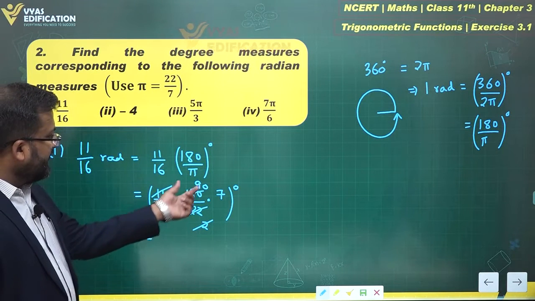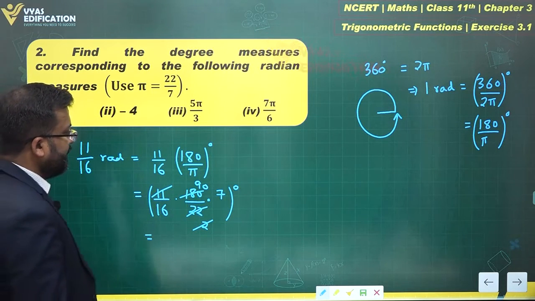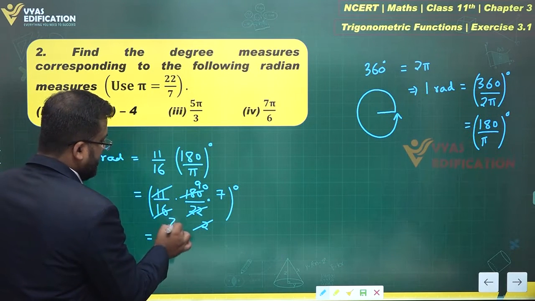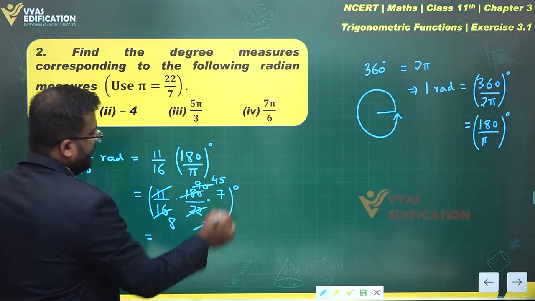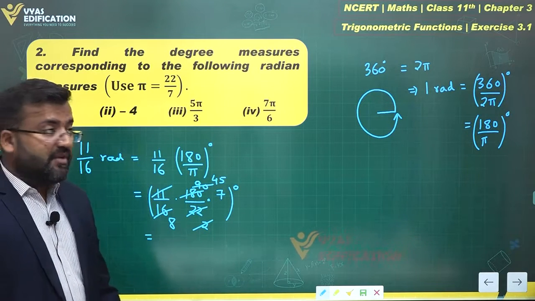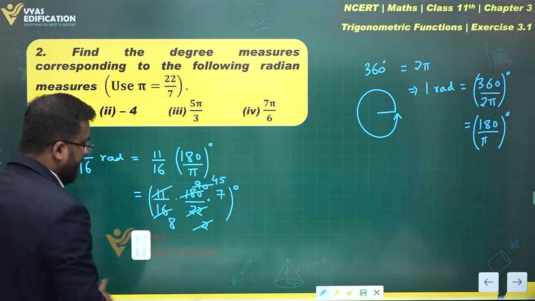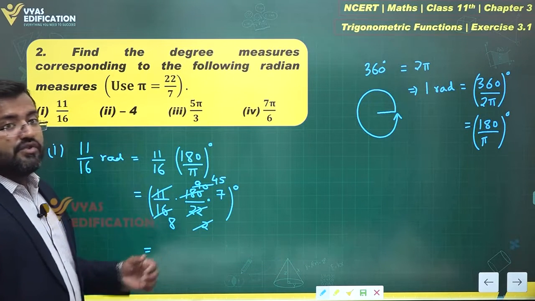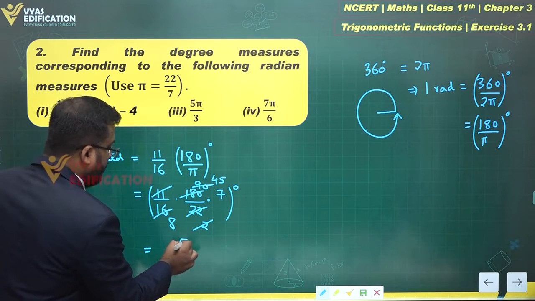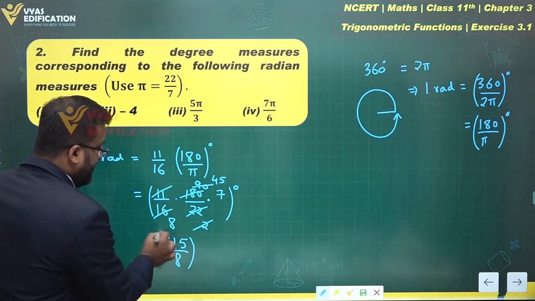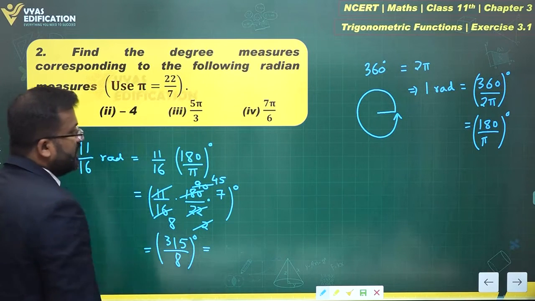And can we cancel this factor? Yes. This is 45 upon 8. So 45 into 7 is what I require. 45 over 8. This is 8. This is 45 over here. Let's try to simplify that further by first multiplying in the numerator and then dividing by 8 after that. So 45 times 7, 315 upon 8 is what we require, and this is the degree measure. What does this simplify into?